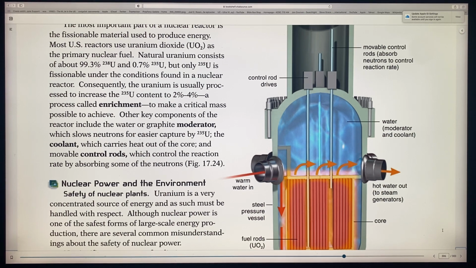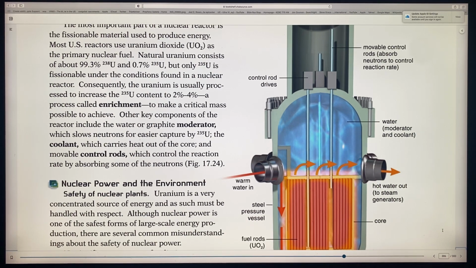So consequently, the uranium is usually produced to increase it. They try to enrich this uranium to 2% or 4%. And this makes the critical mass, that mass that they need to cause the fission, to cause the neutrons to go off. So that is very important that they need that much.